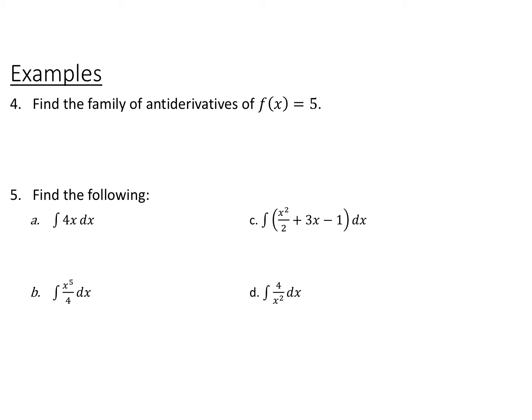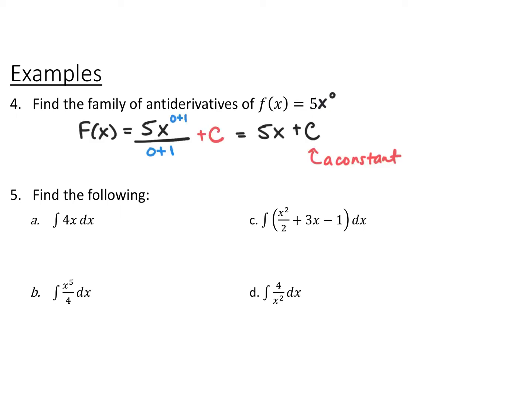So number 4 says find the family of antiderivatives of f of x equals 5. So we want to find all the possible functions, antiderivatives, whose gradient function f prime of x is 5. So go ahead and pause the video and try that. So f of x equals 5, that's really 5x to the 0 power. So if I apply the power rule, I'm going to raise my power by 1, so 0 plus 1, and I'm going to divide by my new power. So my new power becomes a power of 1, and I'm dividing by 1.